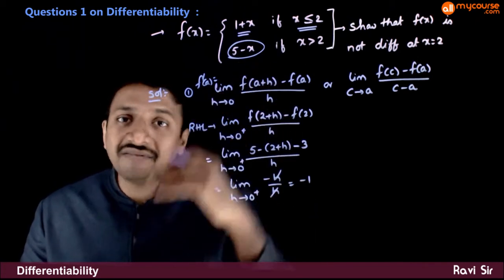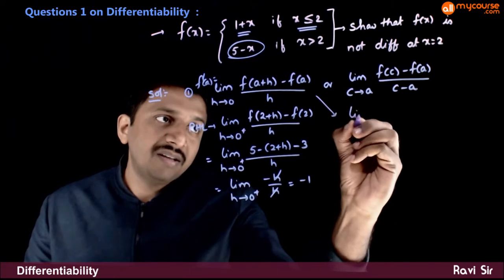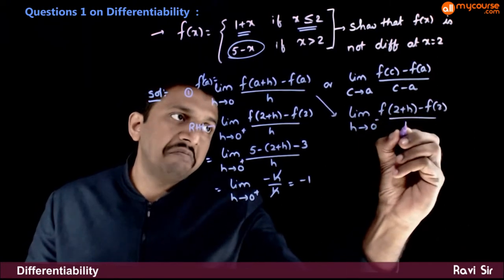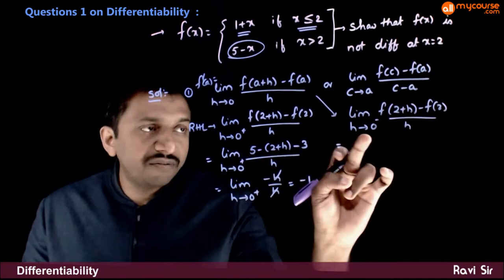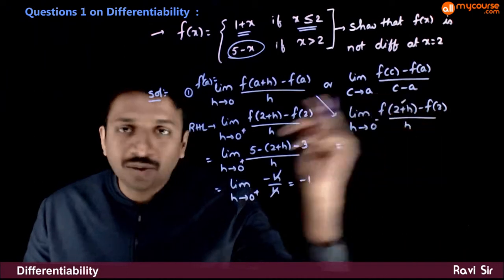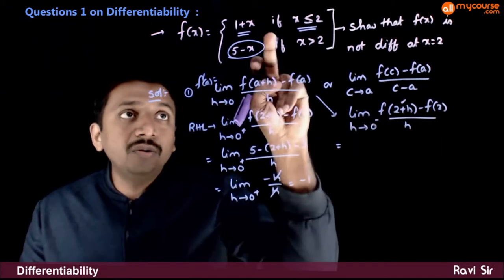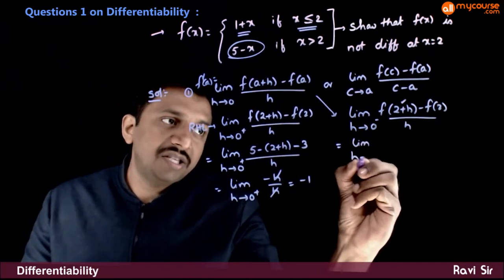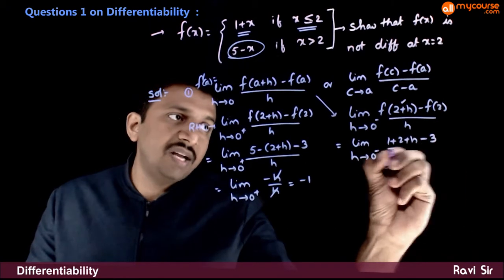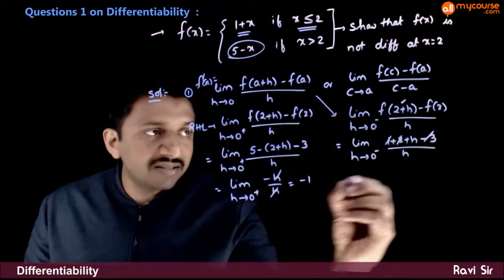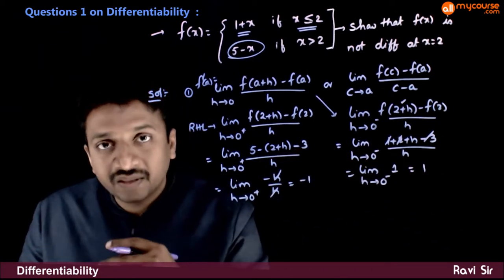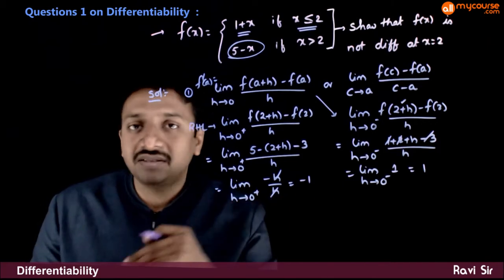Now let us find the left hand limit. Limit h tends to 0 minus of f of 2 plus h minus f of 2 by h. If h tends to 0 minus, 2 plus h is 2 plus some negative number, so this number is slightly less than 2. So for f of 2 plus h, you need to go to this function. This time, limit h tends to 0 minus of 1 plus 2 plus h minus f of 2, which is 3, by h. So 1 plus 2 and minus 3 get cancelled. That is equal to limit h tends to 0 minus of h by h, which is 1, equal to plus 1. So the right hand differentiation is minus 1, left hand differentiation is plus 1.